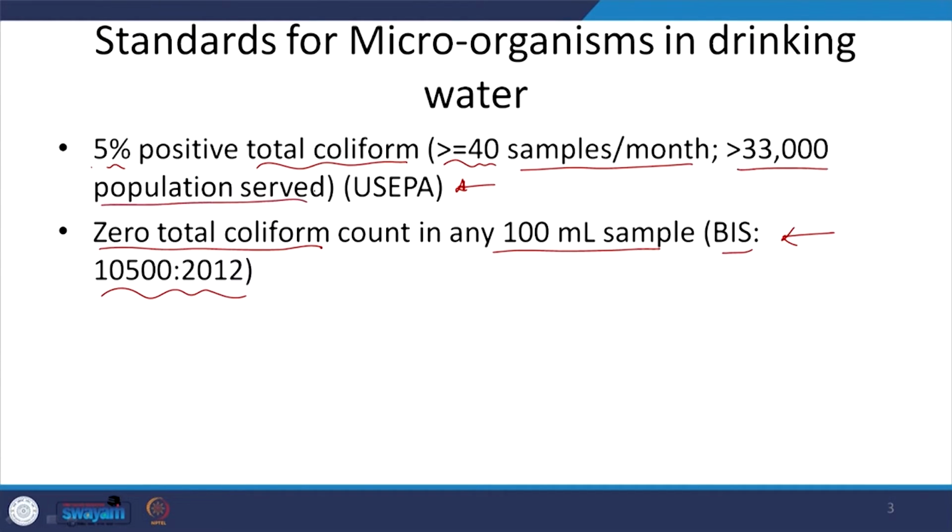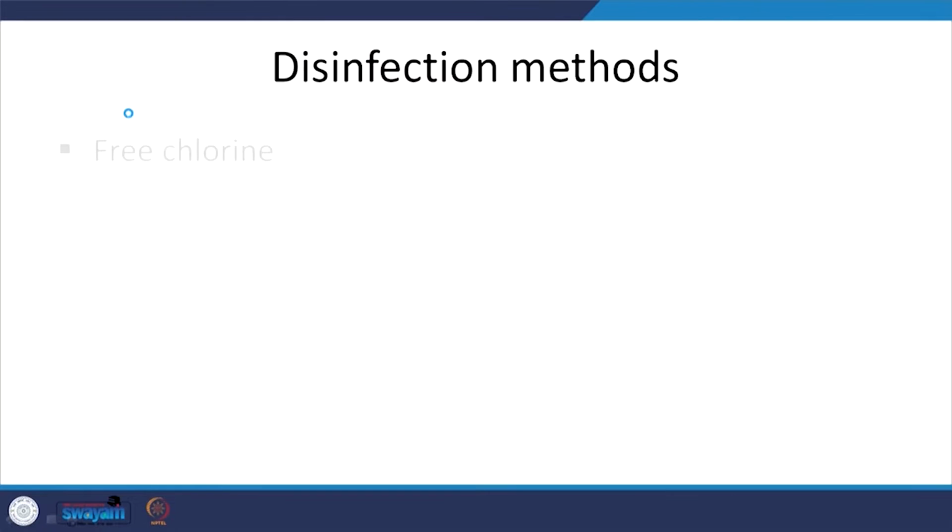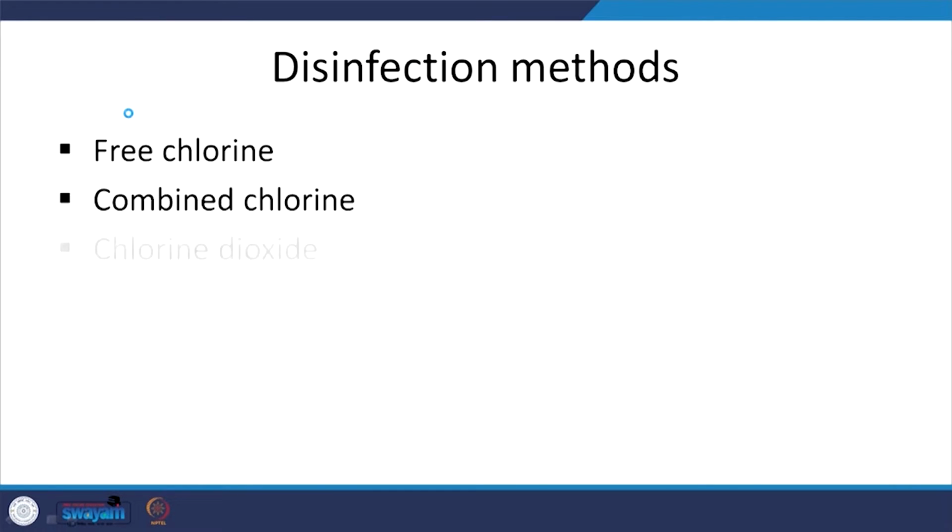Again, there are more details which we are not going into, but here it is specified the number of samples per time and what is the acceptable positive. So that's something to keep in mind. Disinfection methods: typical oxidizing agents based on chlorine, and then ozone, O3.